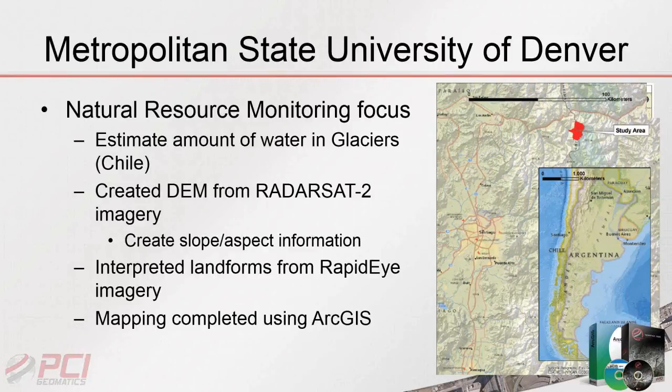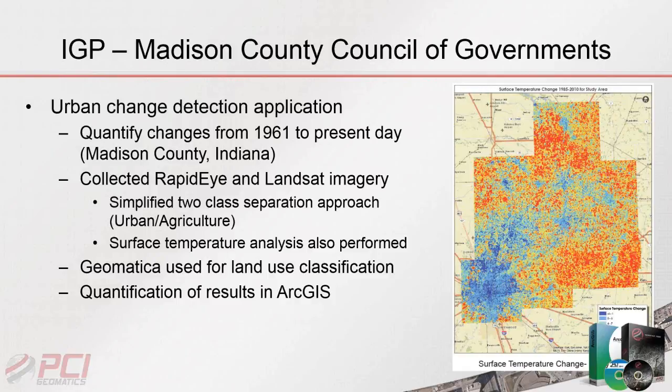Another example here is the Madison County Council of Governments in Indiana. The image that you're seeing here is the result of a multi-year change detection using RapidEye and Landsat, where land use classification was done to assess surface temperature change over the different years. In the case of Landsat, the thermal band was used, and RapidEye was used to get a bit more detail in terms of the changes, the urbanization of this area. So this particular project, once again, was done with ArcGIS and Geomatica together.